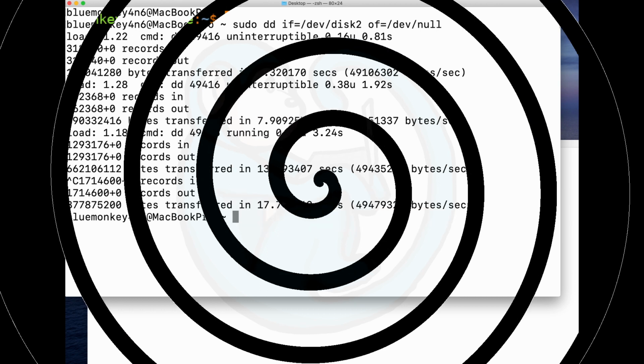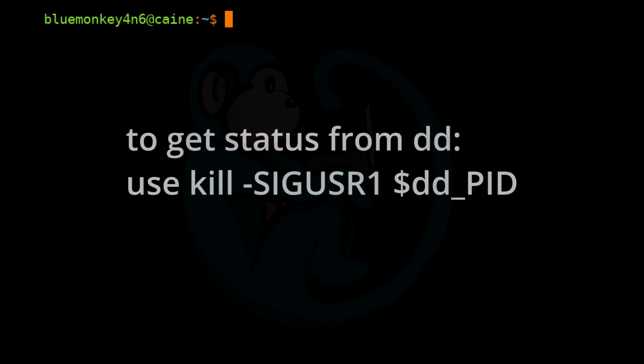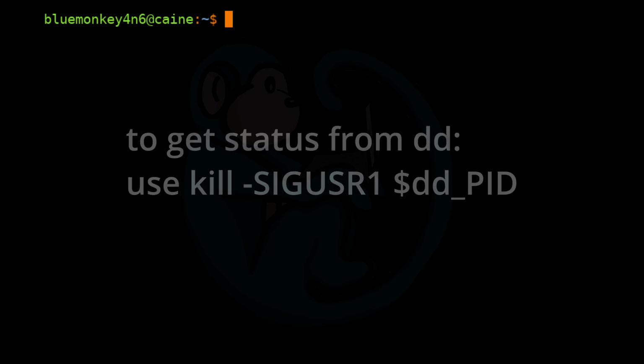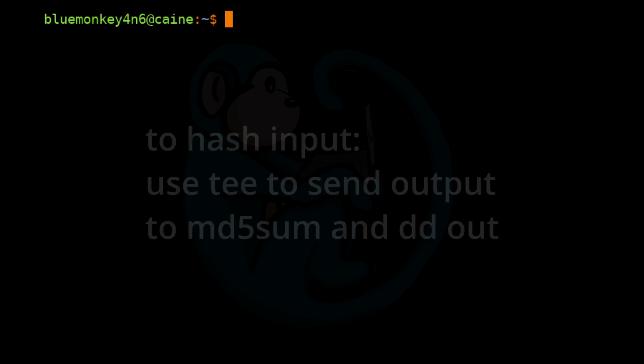All right, so that brings us to the end of this video, where we took a look at some tips and tricks to obtain the status from the dd command. We also looked at how to hash the image while imaging, therefore mimicking the behavior of dc3dd and dcfldd.